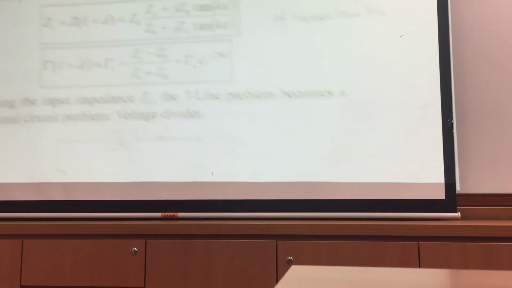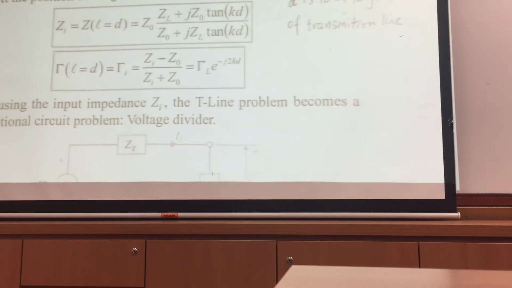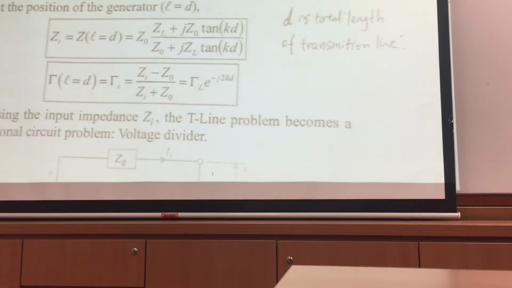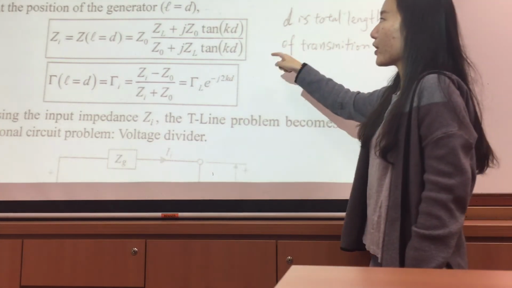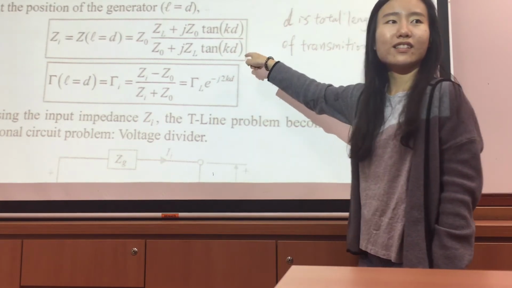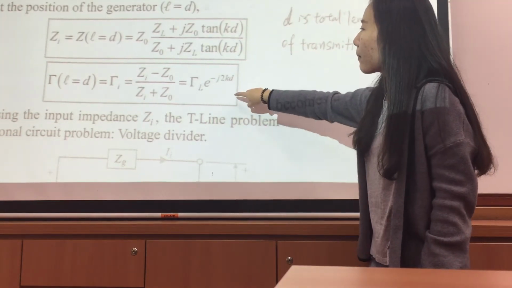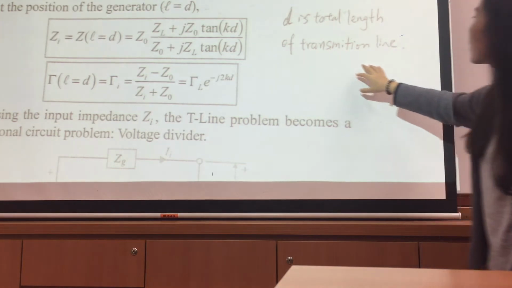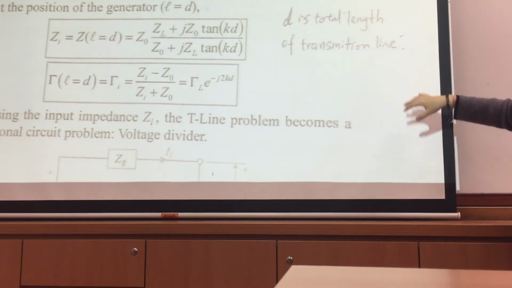At the position of the generator, the generator is basically point 1. Point 1, that is L equals D. That is the length of the transmission line, right? So this one is the telegrapher equations with the substitution of L to D. So this is gamma, which is the same. D is the total length of the transmission line.